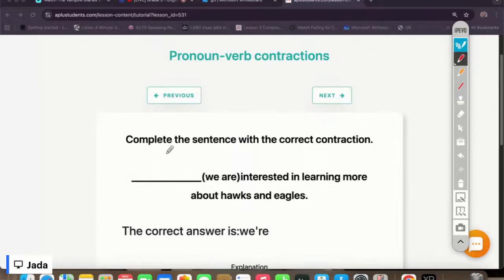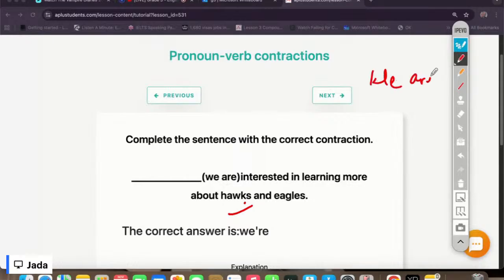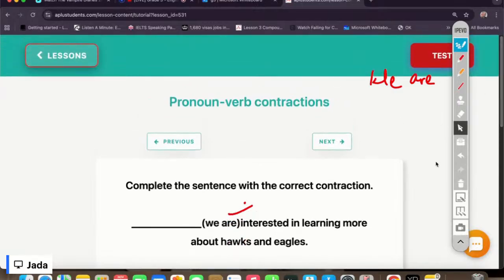Alright, so we have complete the sentence with the correct contraction. We are interested in learning more about hawks and eagles. Alright, so this is the sentence now. Can you tell me, okay, what's the contraction of we are? So when you see we are, send your answers on the chat because I can see them, and tell me what the contraction of we are is.